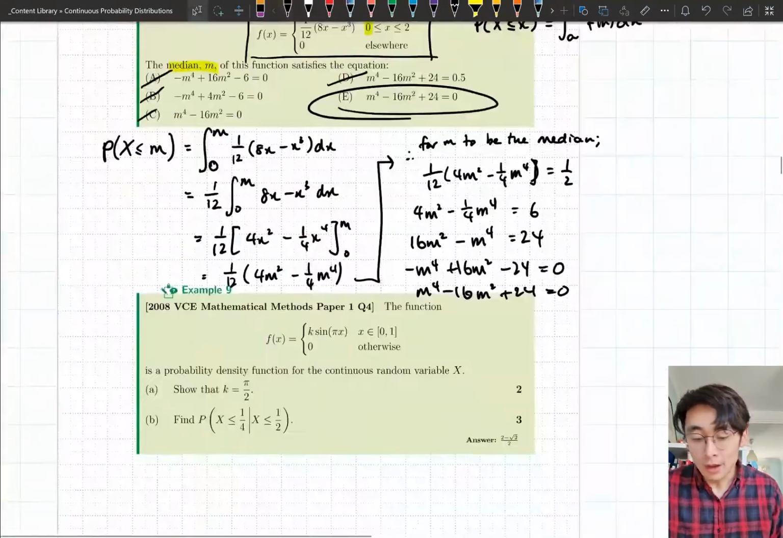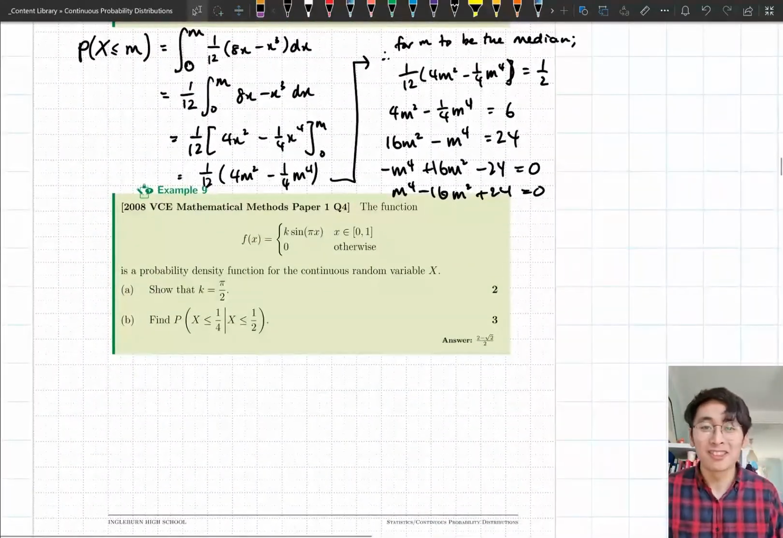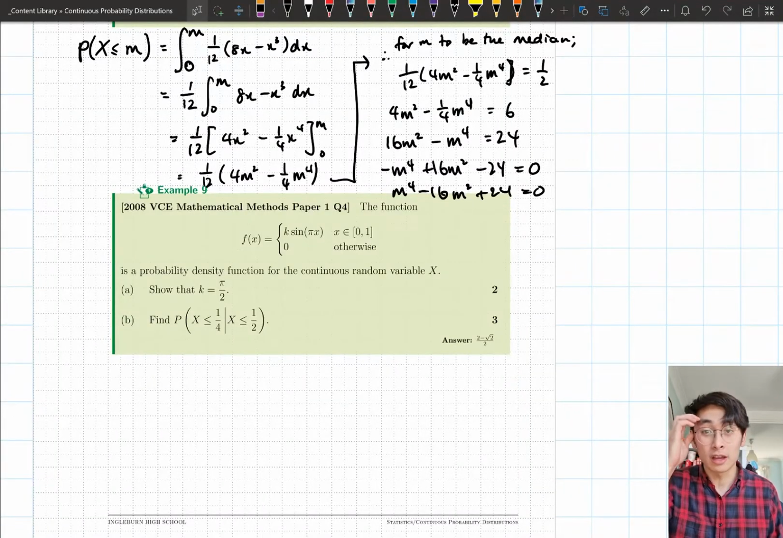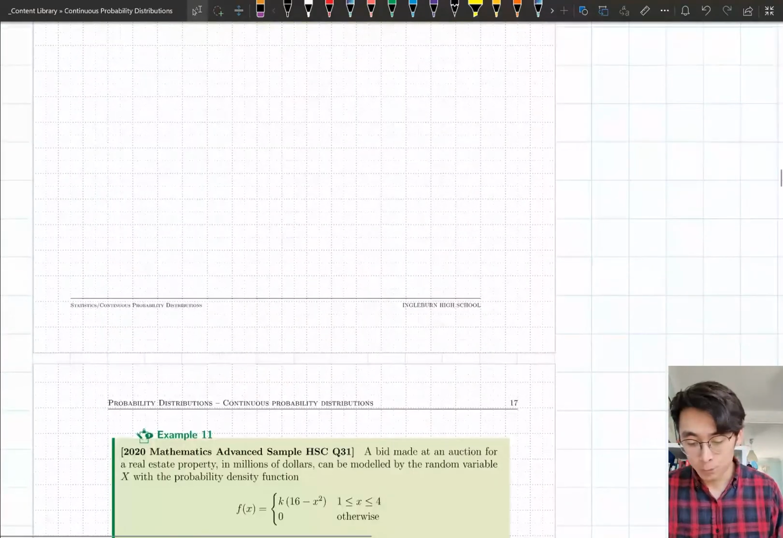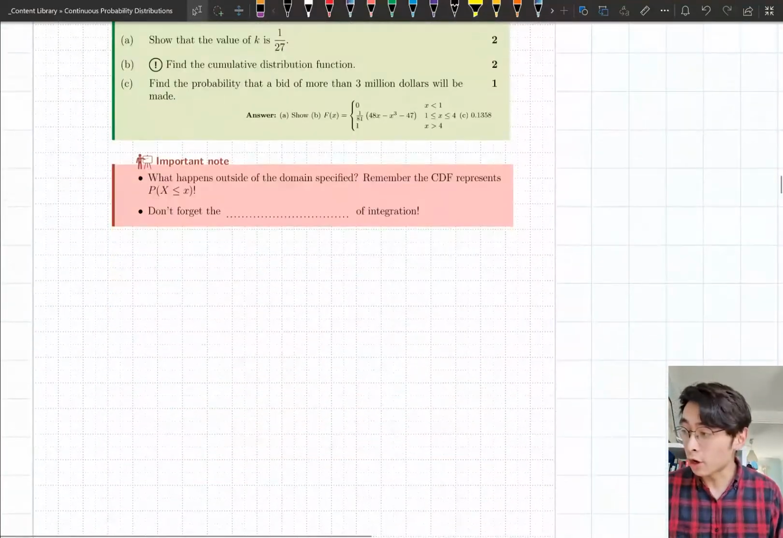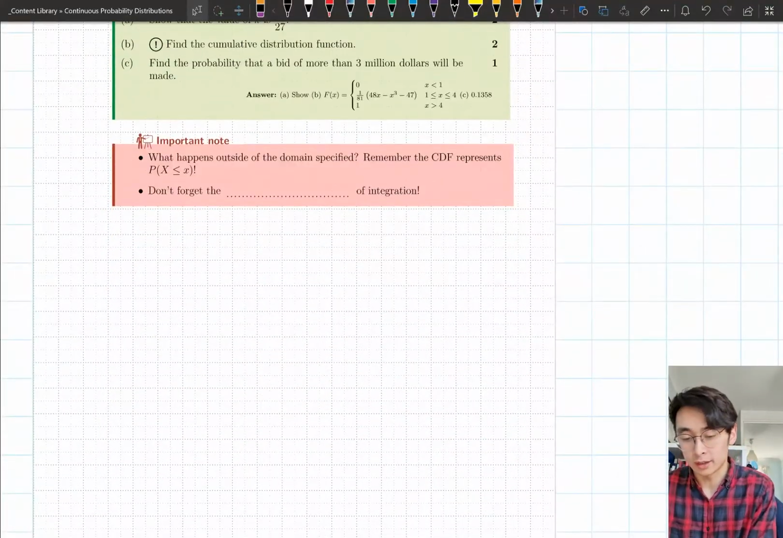Okay, this next question I'm going to leave for our online lesson tomorrow, and the same with the one over the page. What I want to do is have a go at this question over here.